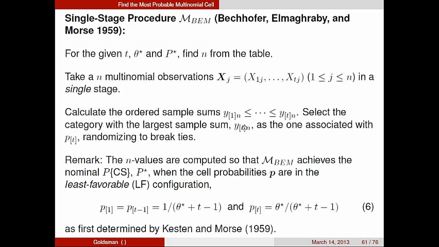So here we go. I'm just going to show you the single-stage procedure of Bechhofer. It's very easy. I specify T. I specify my indifference zone requirement, my P star. I look up N in a table, just like before. I take observations, I add them up, and whichever one has the highest, don't worry about this least favorable configuration stuff, that's the one I pick. That category is the one I pick.